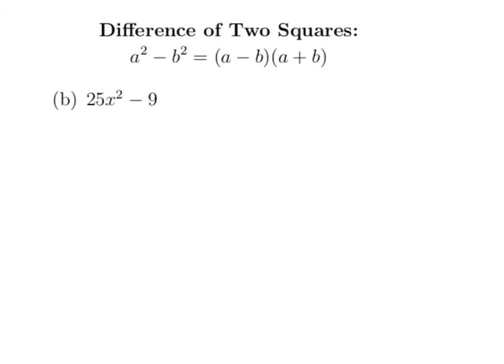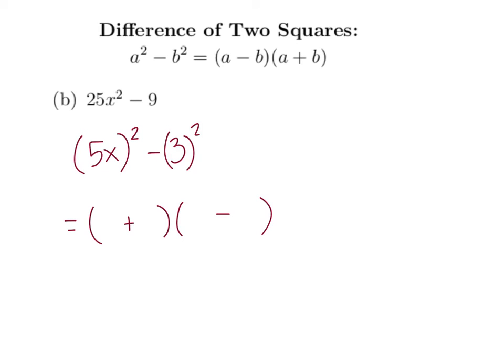Same thing again. Now I have a number in front of my x squared. As long as that number is a perfect square, then it'll work. The square root of 25 is 5, right? So I have 5x squared minus 3 squared. From there, I can just use my formula. So this is equal to plus, right? And then minus. So 5x plus 3 times 5x minus 3.